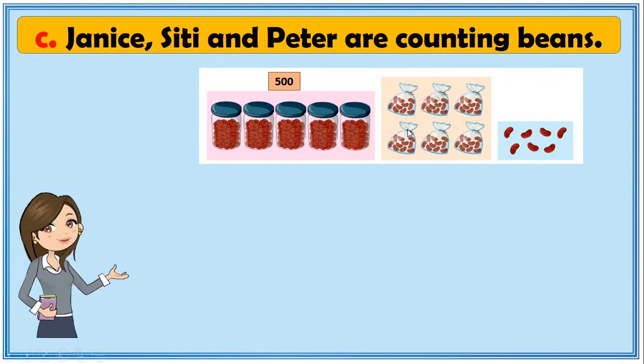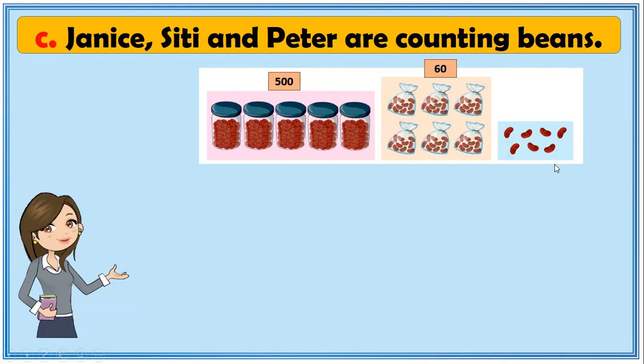Very good. What about these bags of beans? So how many bags of beans do we have here? 1, 2, 3, 4, 5, 6. And again, each bag of beans contains 10 pieces of beans. So all in all, how many pieces of beans do we have here? So this is 10, 20, 30, 40, 50, 60. Very good. And we have remaining pieces of beans here.